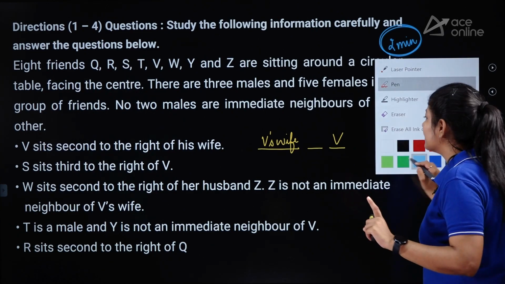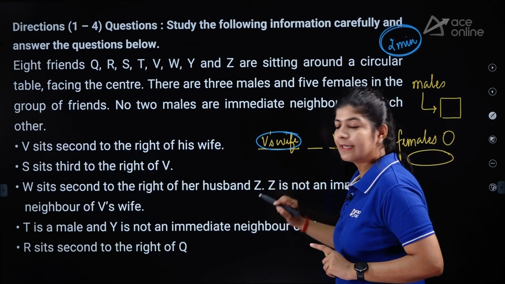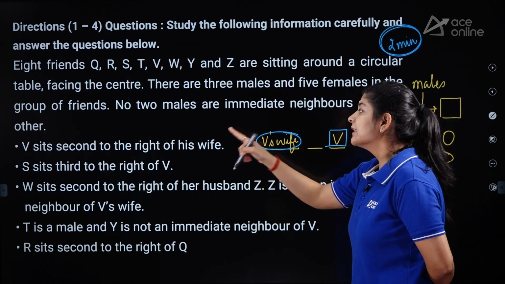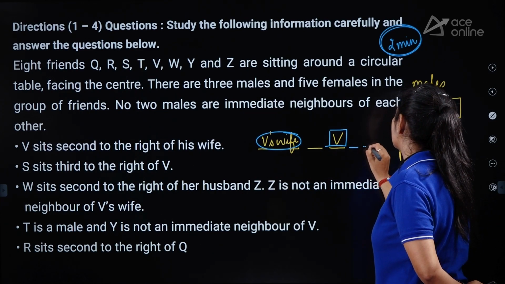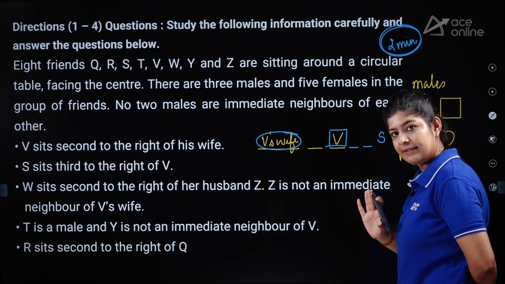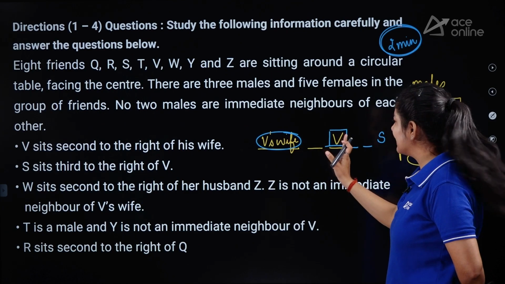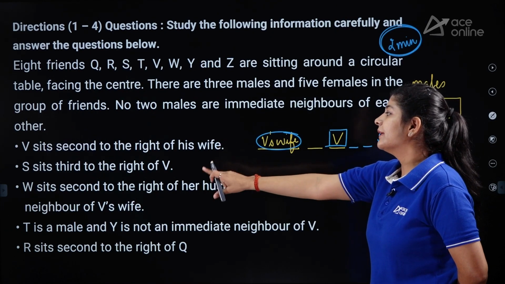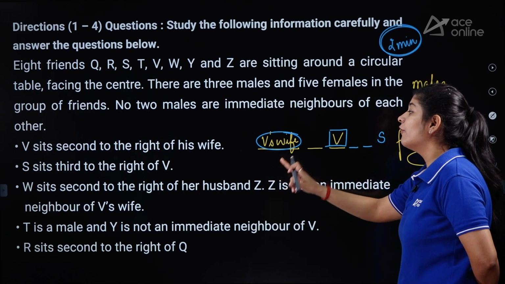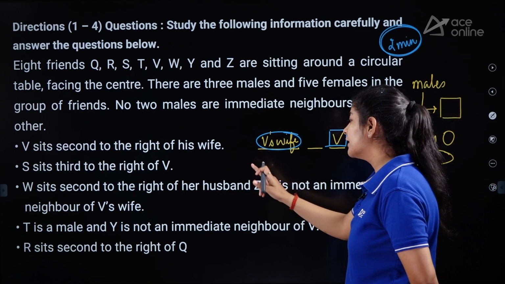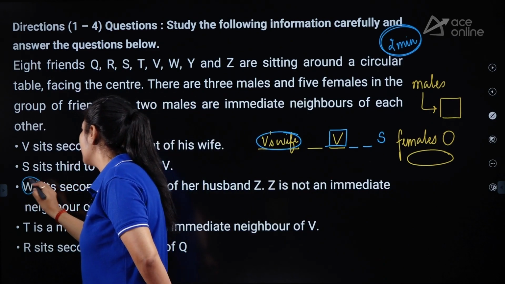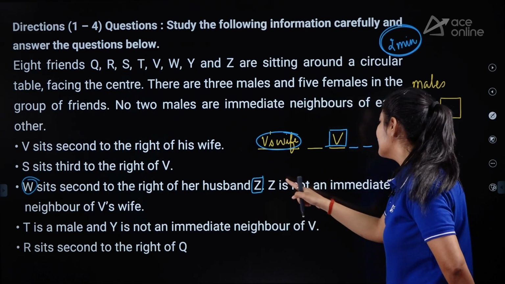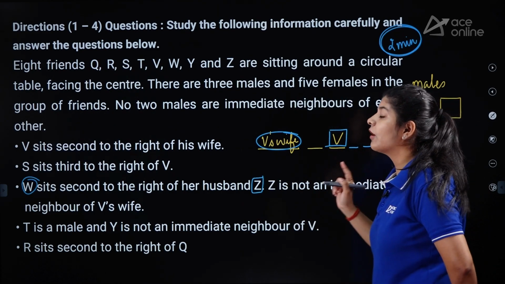Now we know V's wife, so we just circle it and make a box over here. Next, S sits third to the right of V. So here 1, 2, and here we have S. It is clear that S is not the wife of V. Next, W sits second to the right of her husband. That means W is female, and her husband is Z, so Z is a male. Z is not the immediate neighbor of V's wife.